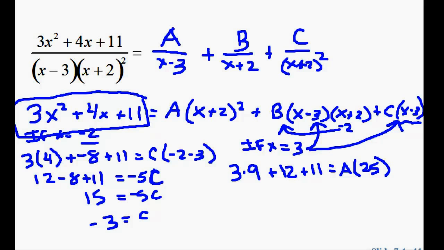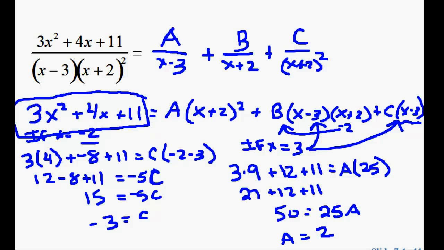So we are eliminating it down to just the a. So we'll get 27 plus 12 plus 11 equals 25a. So 50 is equal to 25a, dividing through by 25, and we'll get a is equal to 2. So now we've solved for c, we've solved for a, we need to solve for b.